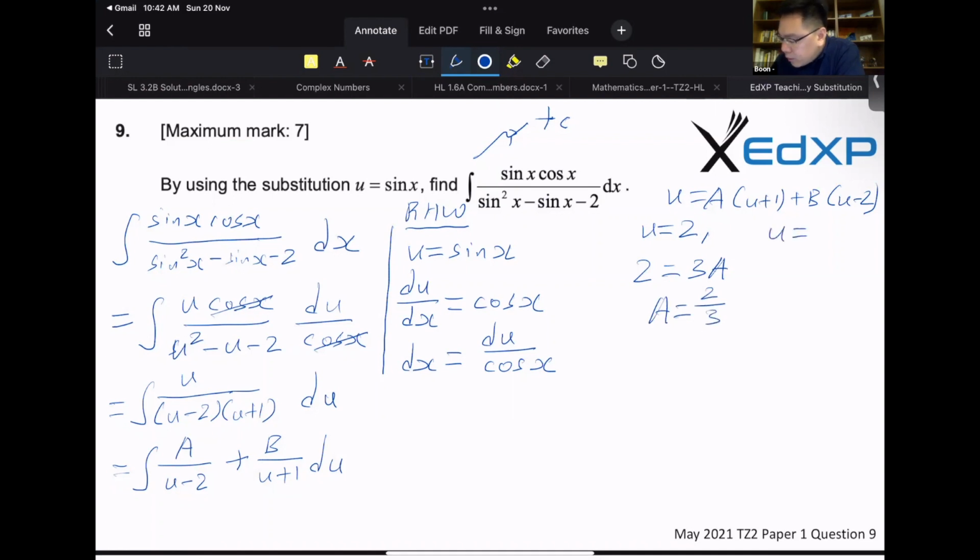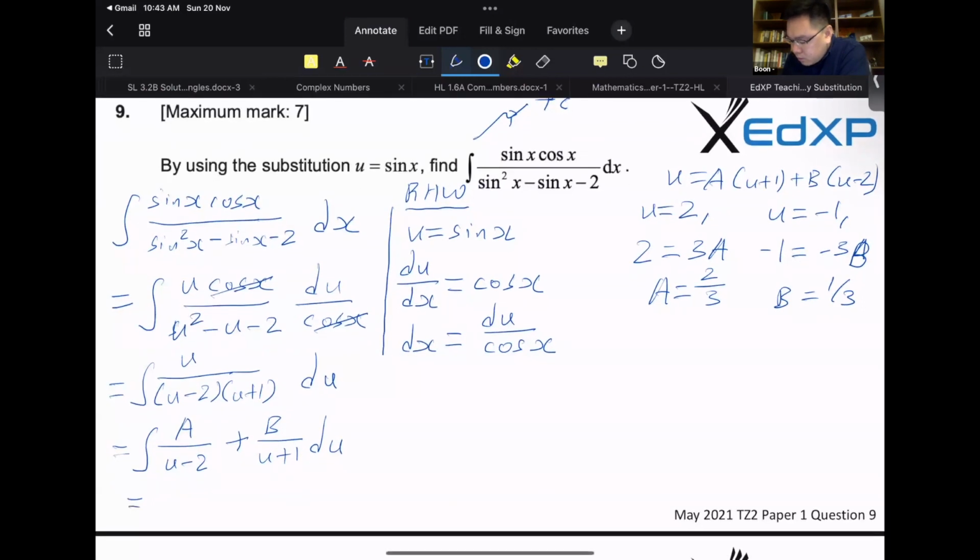When u equals minus 1, let's use the correct substitution to eliminate the term. Negative 1 is equal to negative 3b. So b is equal to 1/3. So we can replace a and b. Let me scroll down a bit. A is 2 over 3, and b is 1/3.